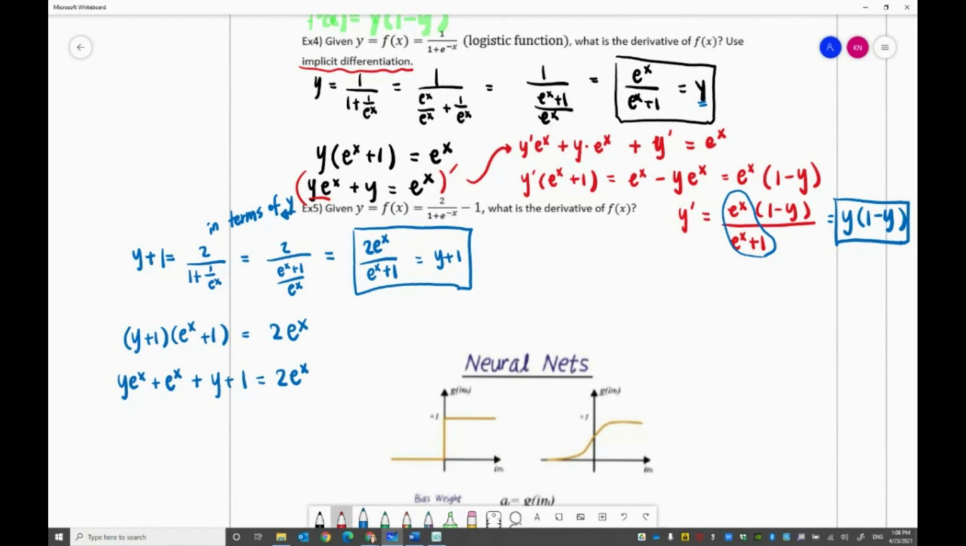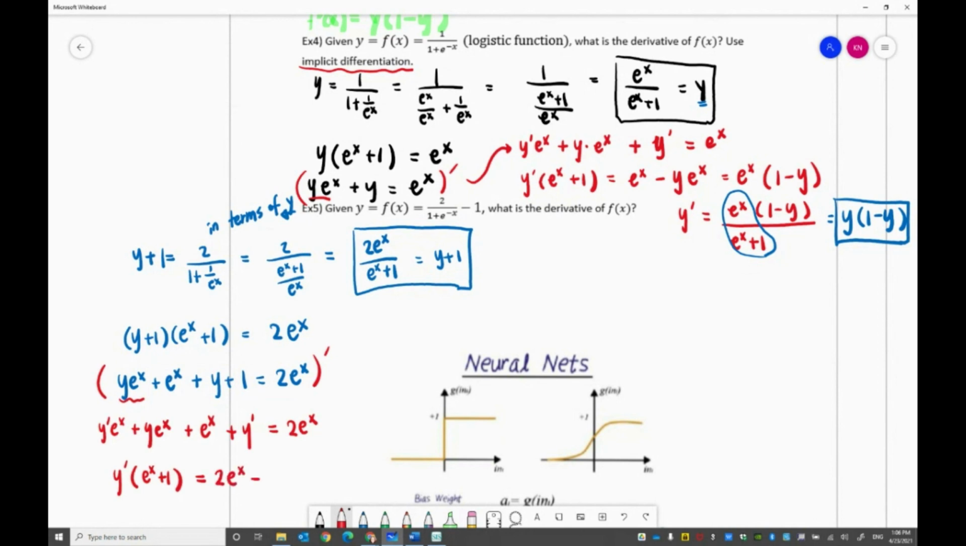Now my equation is simple enough, so I'm going to prime now. Implicit differentiation. The first one is a product rule, so y prime e to the x plus y times e to the x. Then plus the second term, e to the x prime is e to the x, plus y prime is y prime, 1 prime is 0, equals 2 times e to the x prime, which is 2 times e to the x. Then I'm going to rewrite for y prime times e to the x plus 1, which will be combined. Then whatever does not have y prime, I'm going to move to the other side.